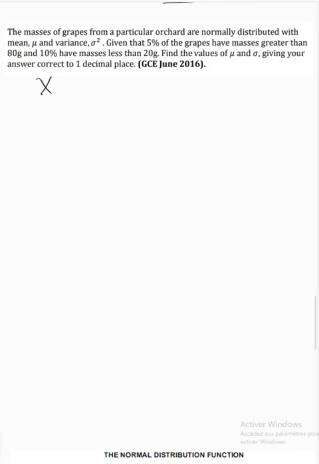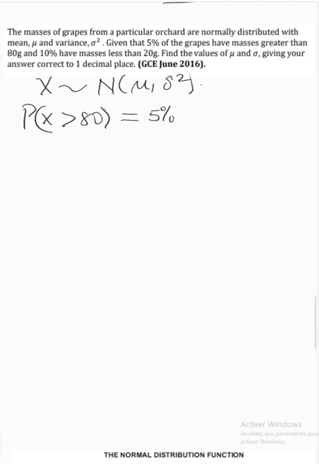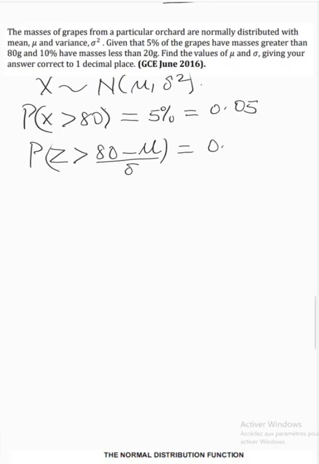So x is the random variable, the mass of grapes, which follows the normal distribution with parameters mu and sigma squared. In the first case, we are given that 5% of the grapes have masses greater than 80 grams. So we are talking of P of x greater than 80 being equal to 5%, which corresponds to 0.05. We have P of z greater than, so we begin the standardization, the x value minus the mean of the distribution divided by the standard deviation. That should be equal to 0.05.